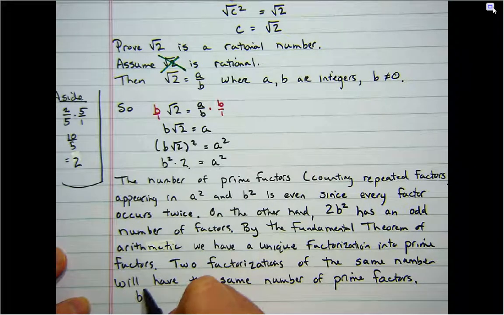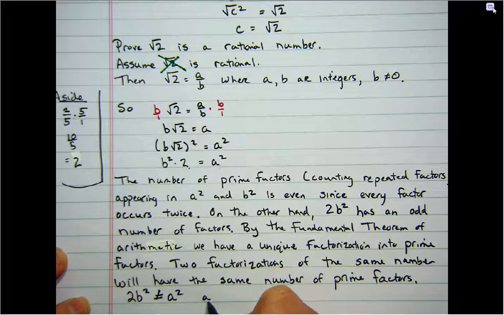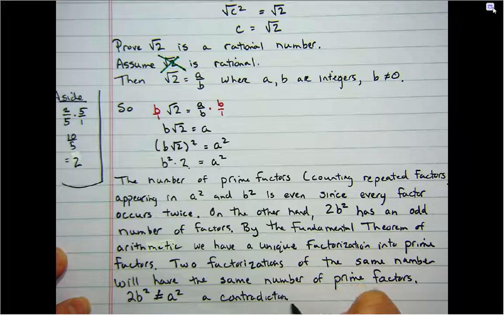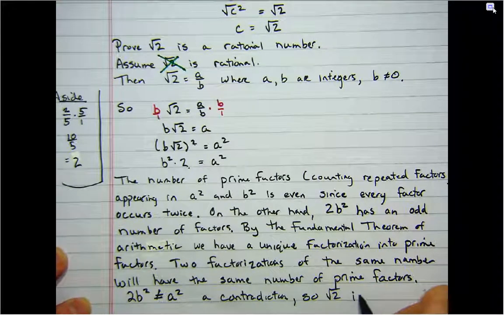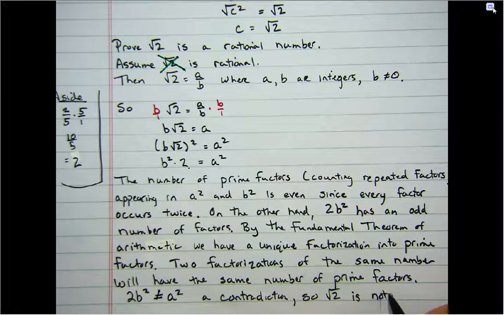B squared, I can put the 2 on the left or the right, I'll write it on the left. B squared does not equal a squared. A contradiction. So the square root of 2 is not rational.